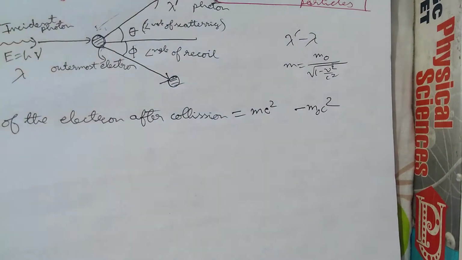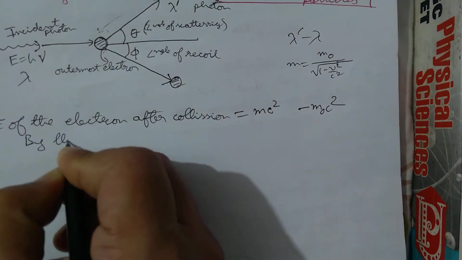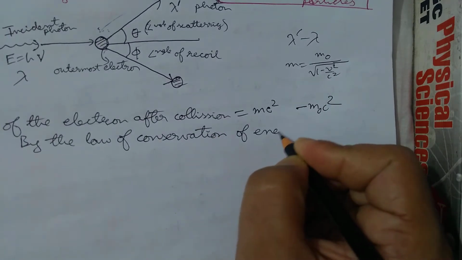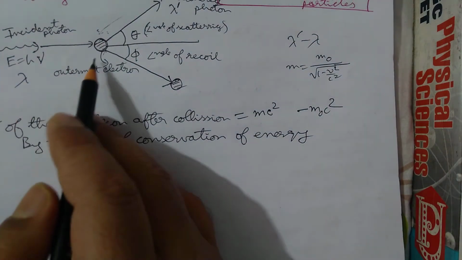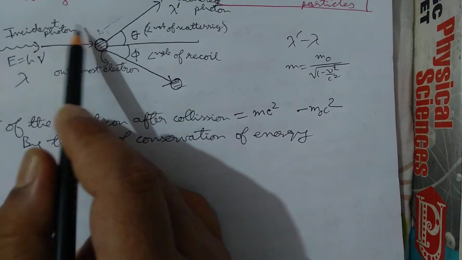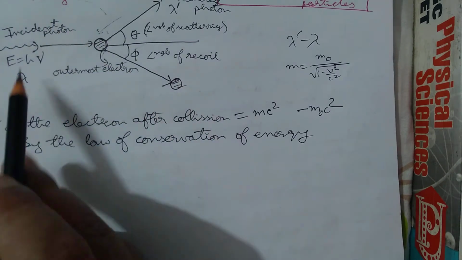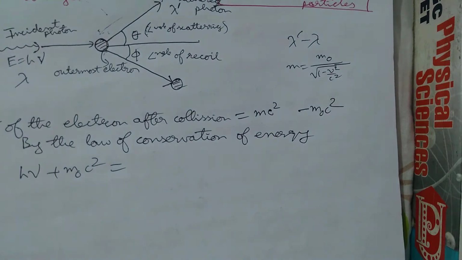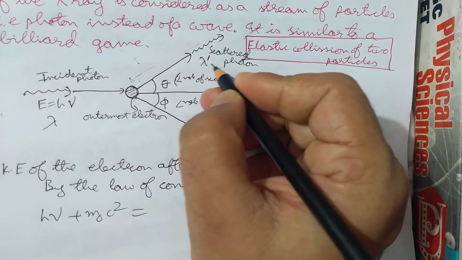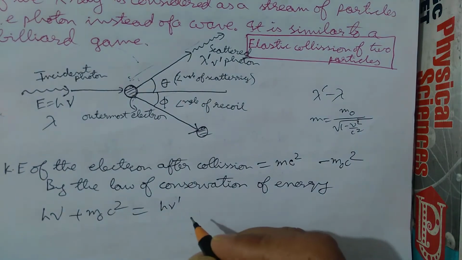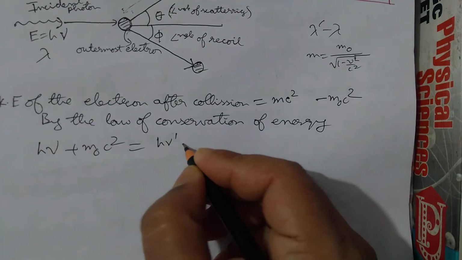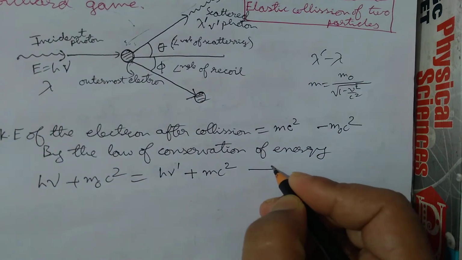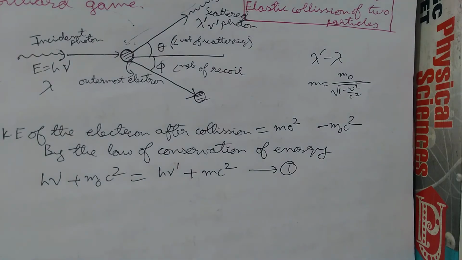Now, according to the law of conservation of energy, what is the entire energy of the system before collision? The energy of the photon is h nu, plus the energy of the electron, which is the rest mass energy m naught c square. This will be equal to the energy after collision. Lambda prime is the wavelength of the scattered photon, and its frequency is nu prime, so h nu prime is the energy of the scattered photon, plus the energy of the electron after collision, mc square. Let this be equation 1, by the law of conservation of energy.